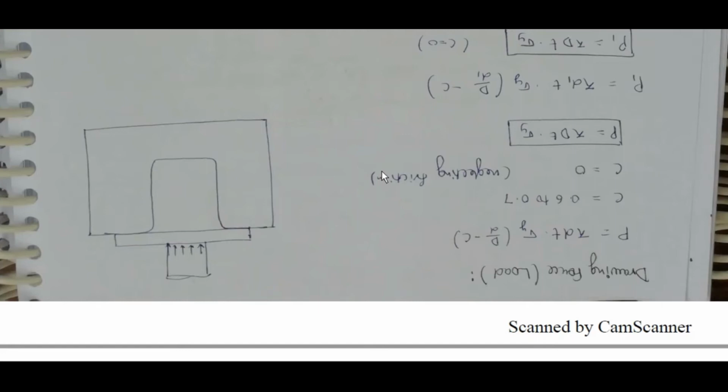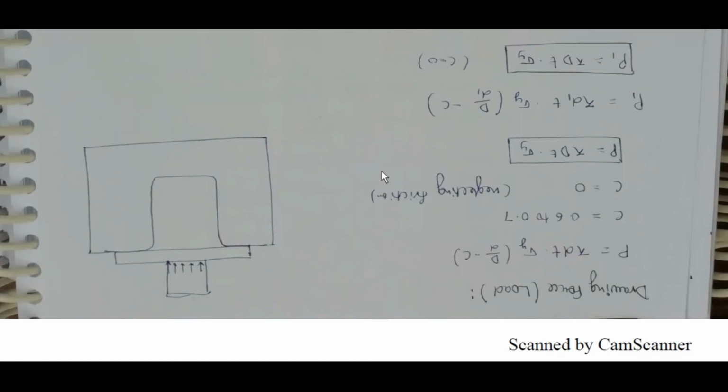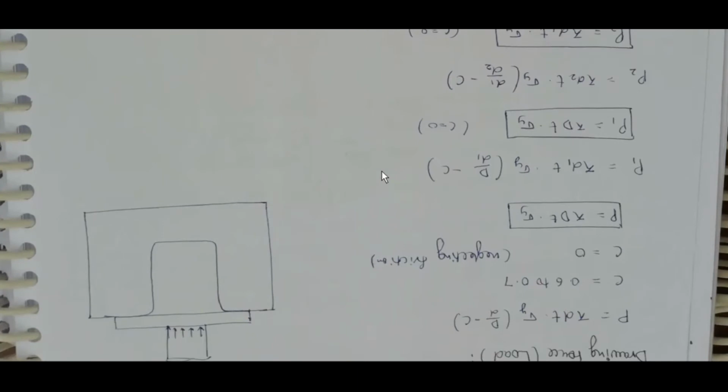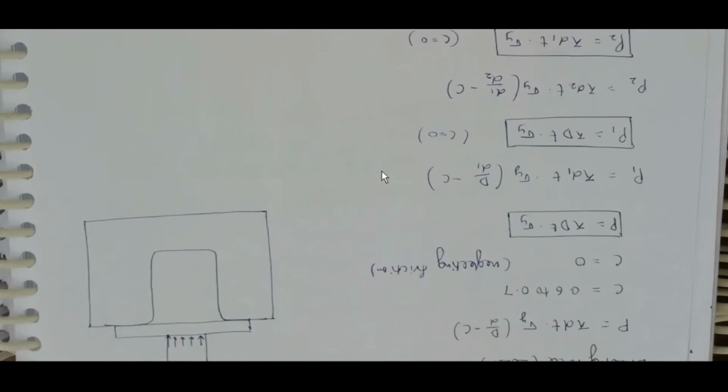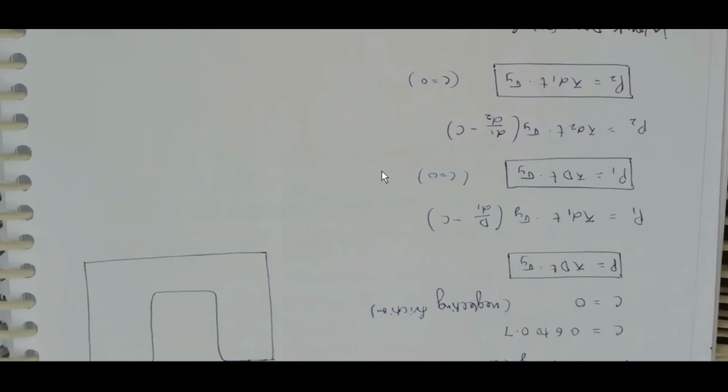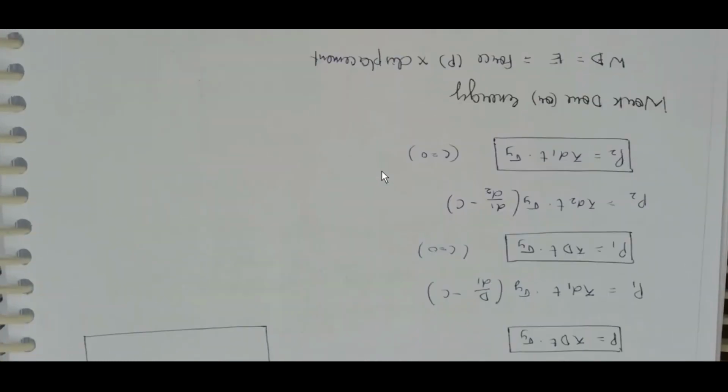C is equal to 0.6 to 0.7. C is equal to 0, neglecting friction. P is equal to pi D t sigma y. P1 is equal to pi d1 t into sigma y into (D by d1 minus c). P1 is equal to pi D t sigma y if c is equal to 0. P2 is equal to pi d2 t into sigma y into (d1 by d2 minus c). P2 is equal to pi d1 t into sigma y if c is equal to 0.